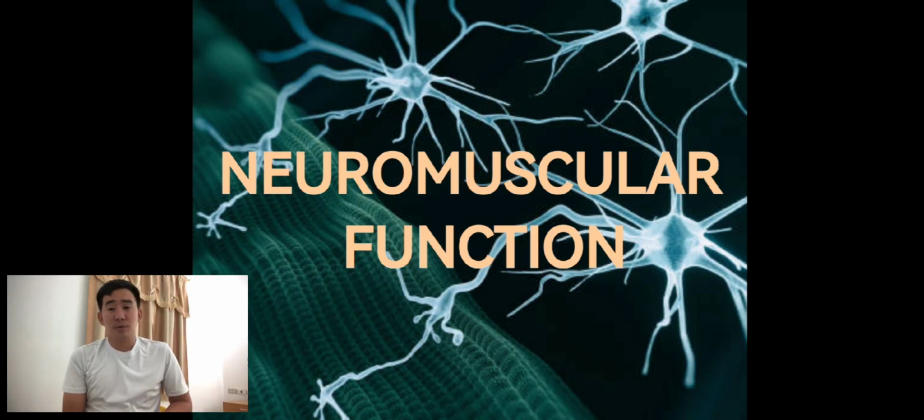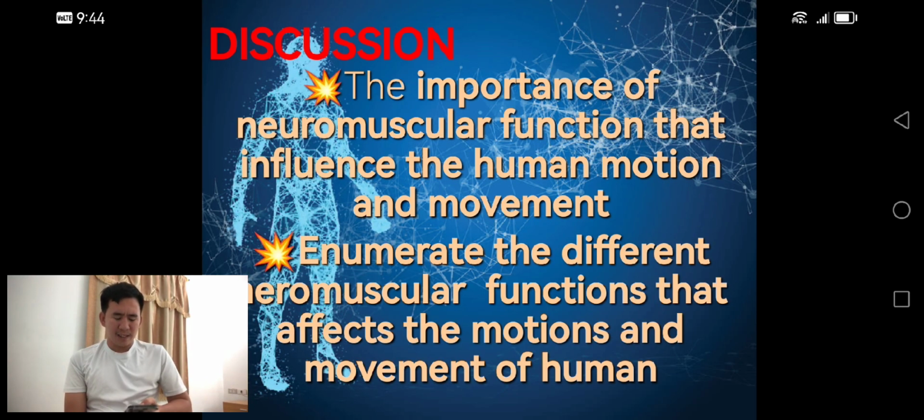We are discussing neuromuscular functions. We will discuss the importance of neuromuscular function that influences human motion and movement, and enumerate the different neuromuscular functions that affect the motions and movement of humans. Before proceeding to neuromuscular function, we will discuss it step by step.